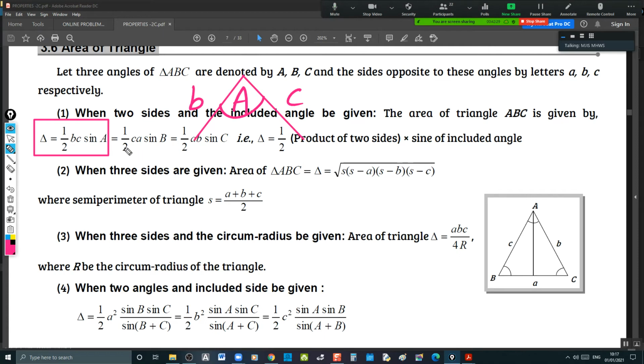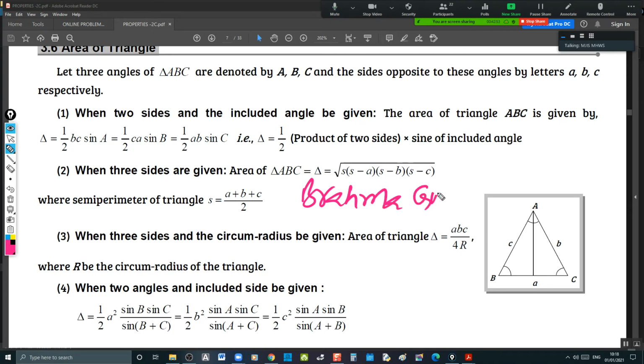When three sides of the triangle are given, then you know it is Brahmagupta's formula. They named it as Heron's formula, but it is our formula only, purely. It is there in our books, Brahmagupta's formula.